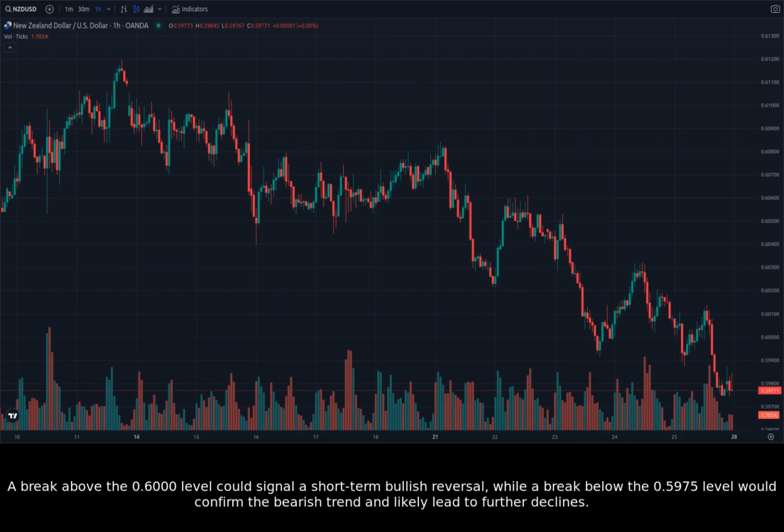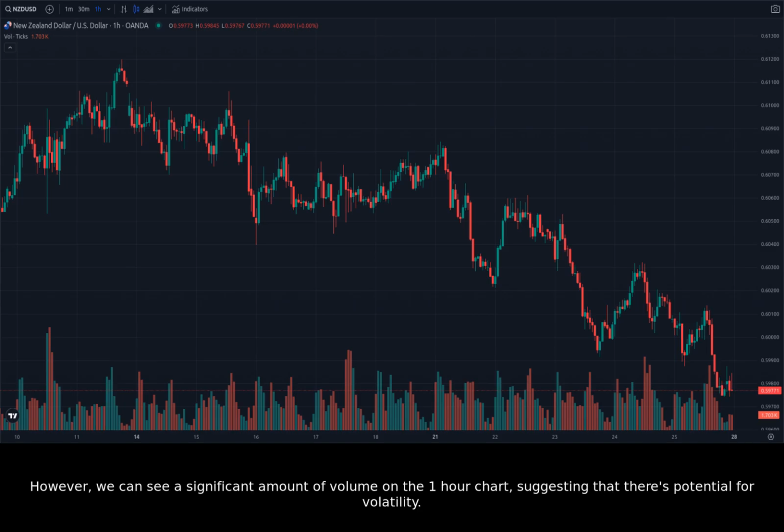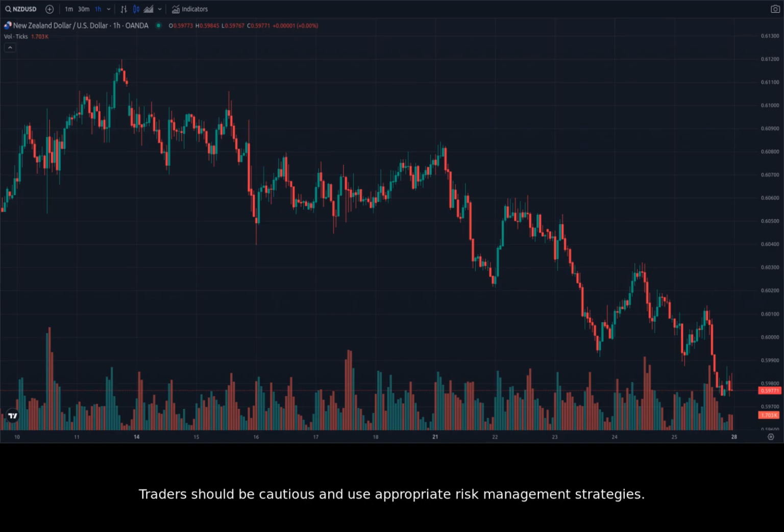A break above the 0.6000 level could signal a short-term bullish reversal, while a break below the 0.5975 level would confirm the bearish trend and likely lead to further declines. However, we can see a significant amount of volume on the 1-hour chart, suggesting that there's potential for volatility. Traders should be cautious and use appropriate risk management strategies.